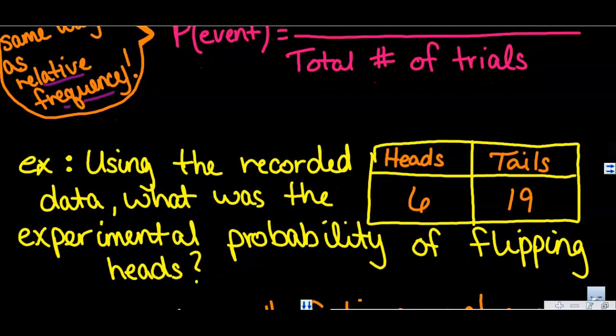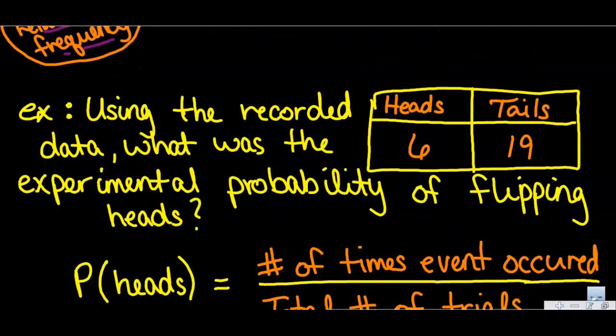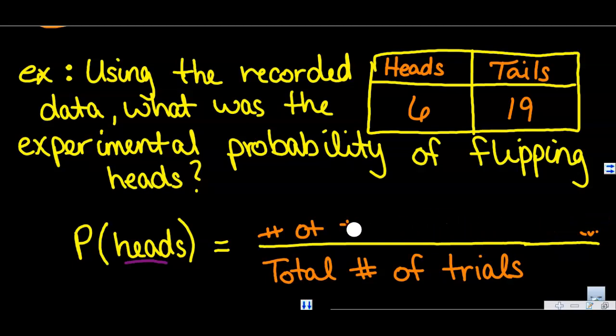Using the data recorded, what was the experimental probability of flipping heads? So we're looking at this table and we got heads 6 times and tails 19. So we want to know what was the probability of getting heads. As a reminder, the probability is the number of times an event occurred over the total number of trials. How many times did they flip heads? That goes in the numerator here.